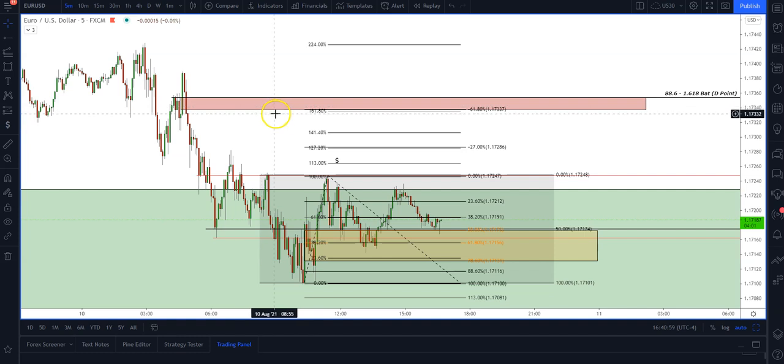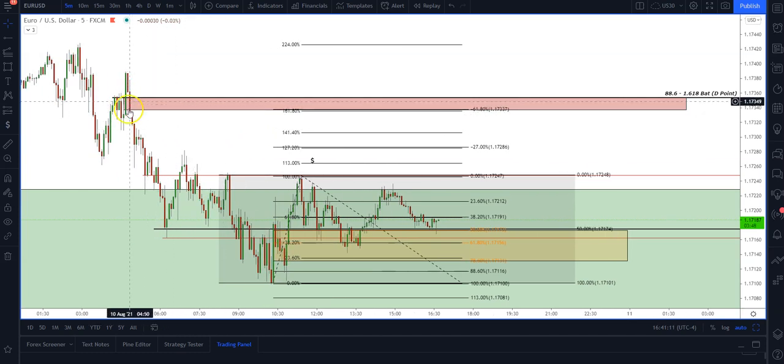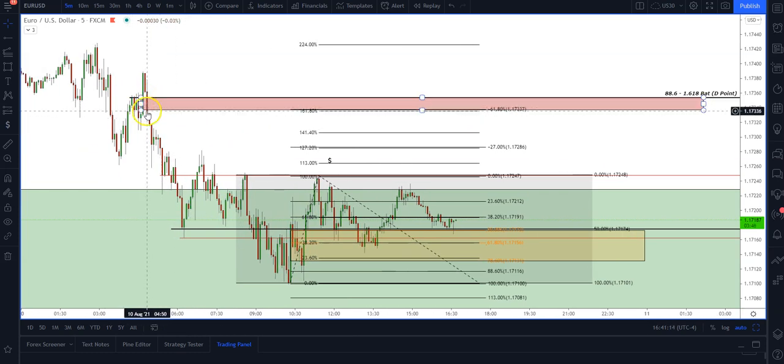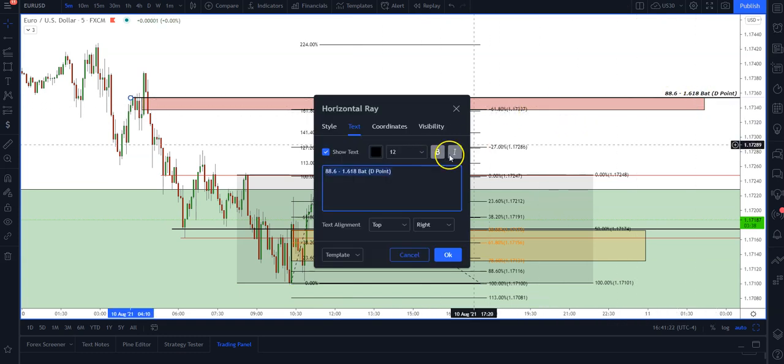So we have confluence with a bat forming. We have the Fibonacci -61.8, and we also have the fair value gap in here, smart money fair value gap, and also this order block that needs to be mitigated. So we have some real good confluence. So let me put it like this.